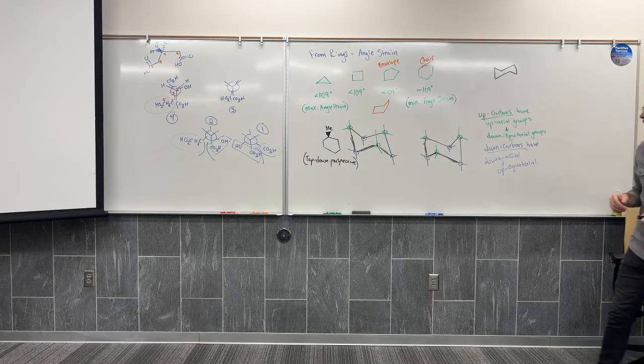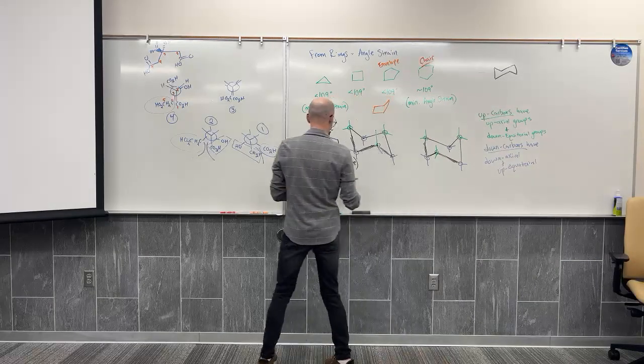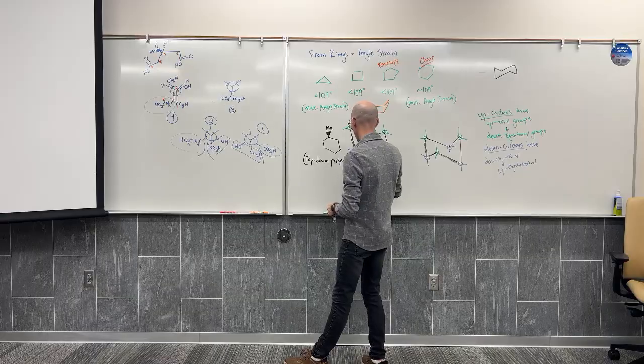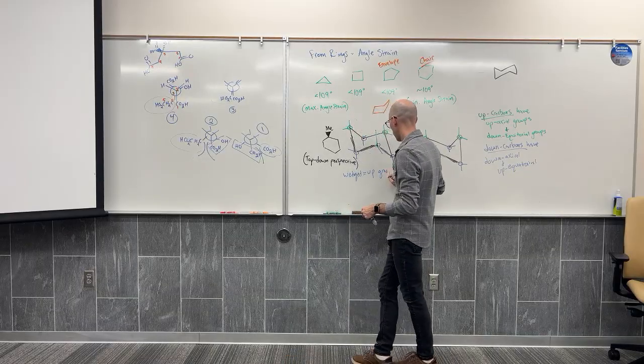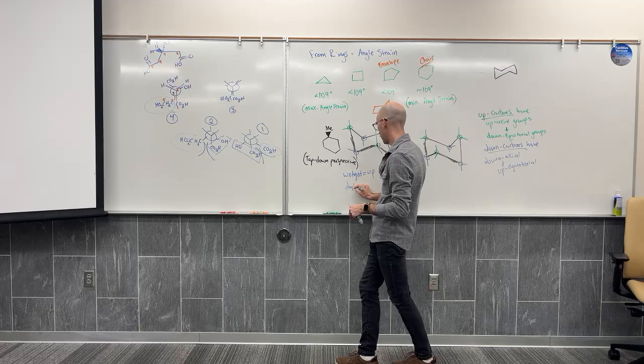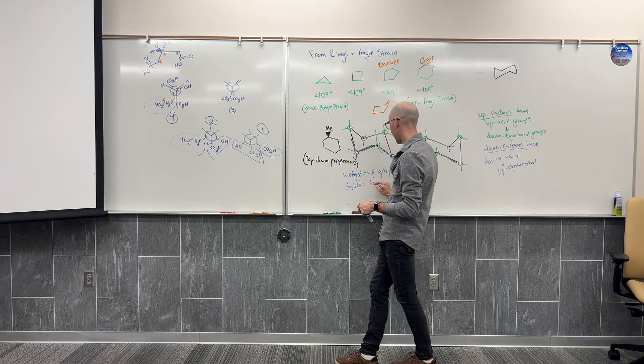Dashed, away, down. Wedged is an up group. Dashed is a down group.